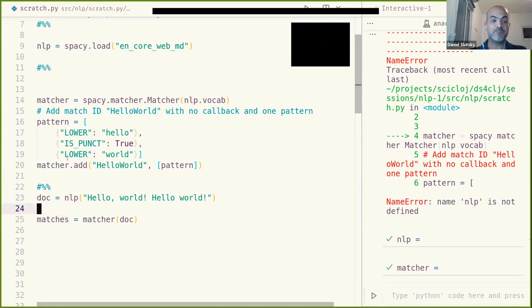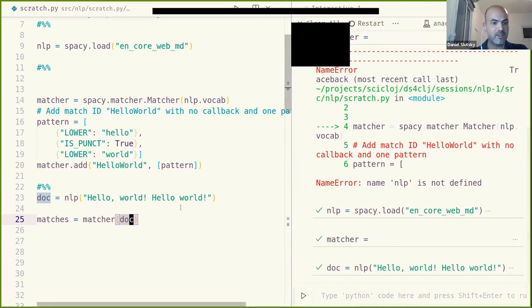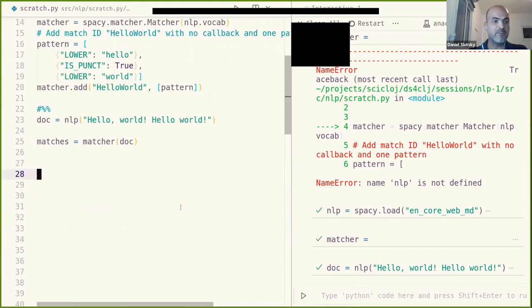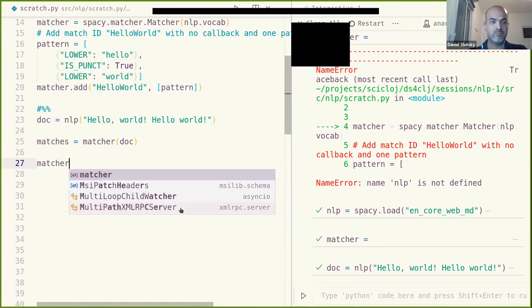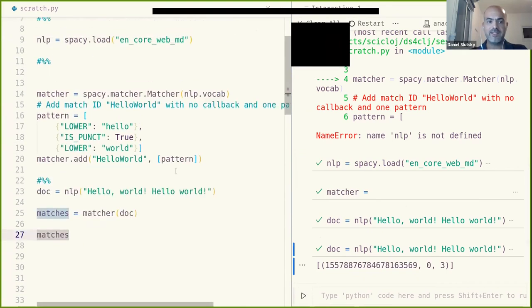And then we could ask our matcher to match for this document, which is the object representing the result of the pipeline over our text. And then when we ask for that, we can ask what the matches are. So we get a certain sense that there was a match. Why only one? Why did this pattern we defined only have one match in this text that says hello world twice? Any idea?